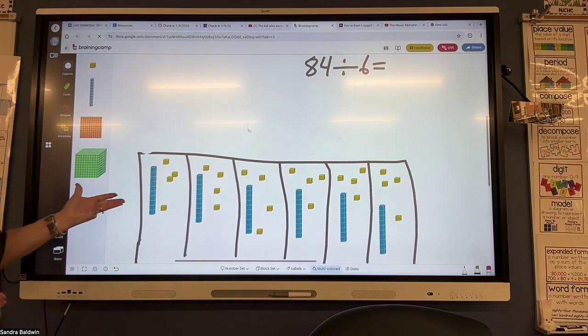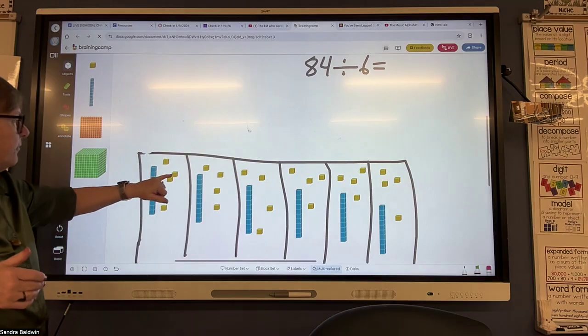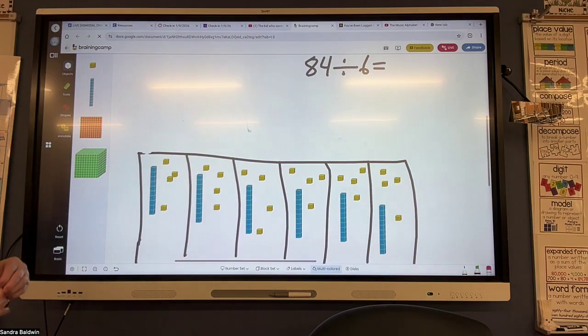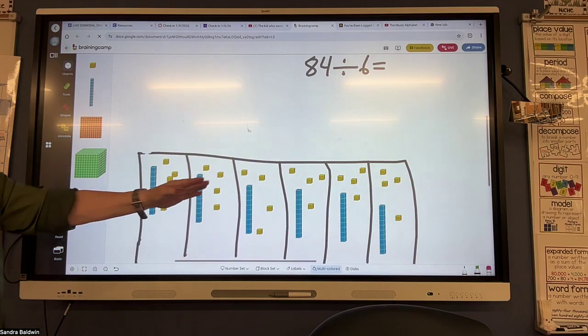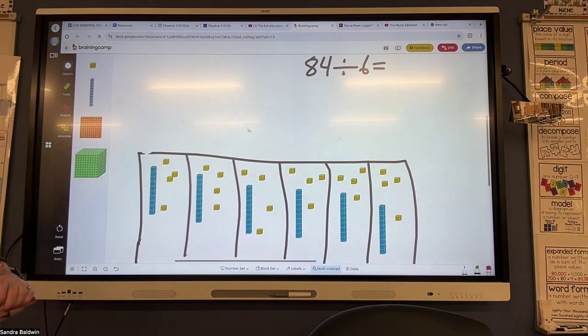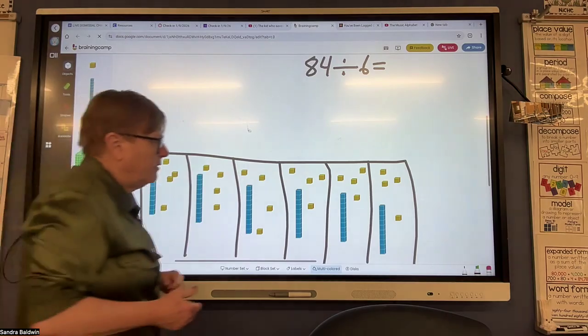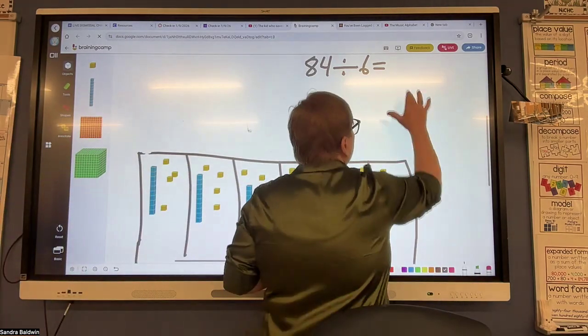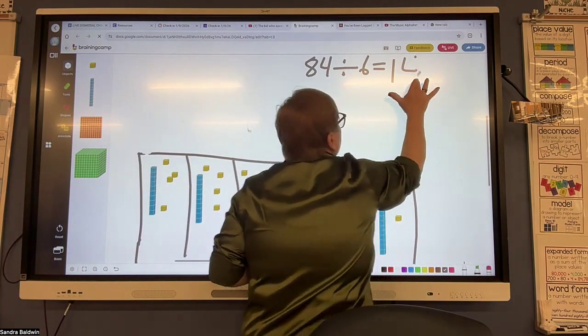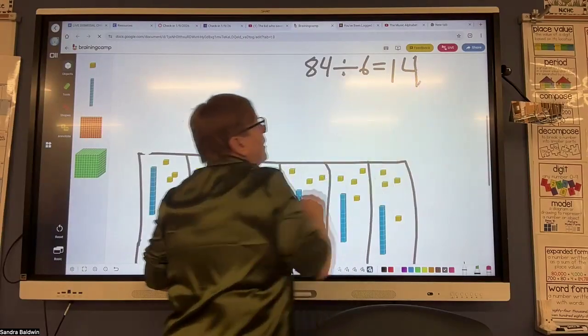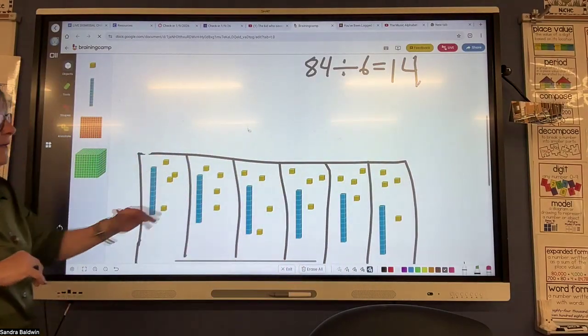I don't have any remainders, but everybody got 10, 11, 12, 13, 14. If I had $84 and I was going to give it to 6 friends, it has to be even so somebody doesn't get mad. That's how I divide it up, and they each get 14. So I know what my quotient is. I've shown that with my model.